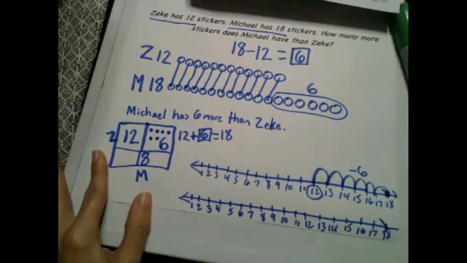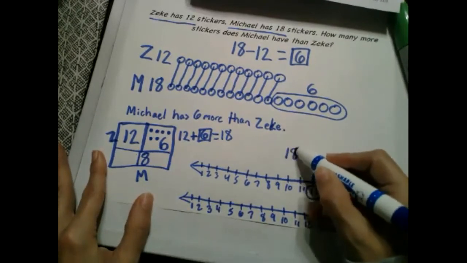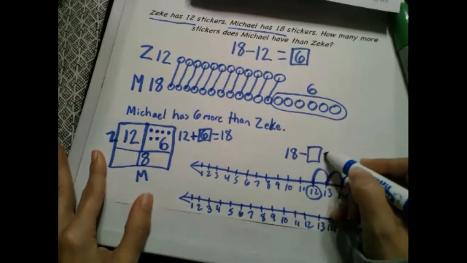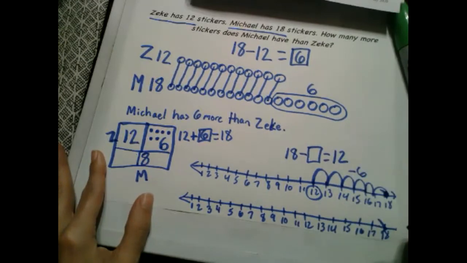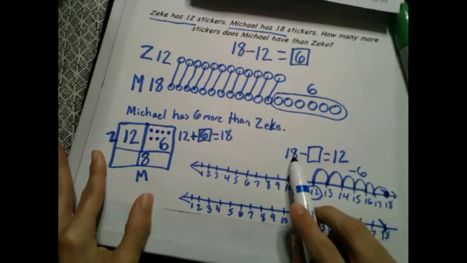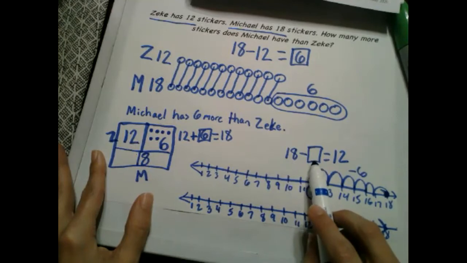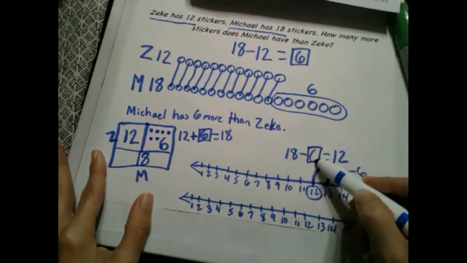And I can represent that by 18 minus my box will give me 12, because we know we have our whole minus a part equals the other part.